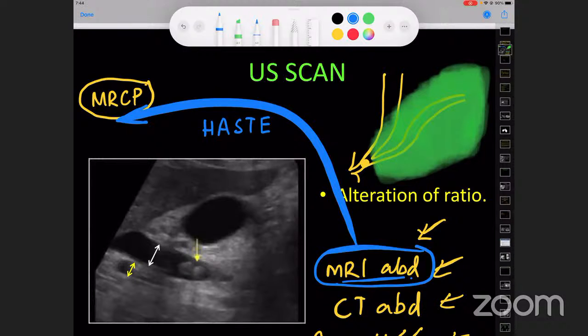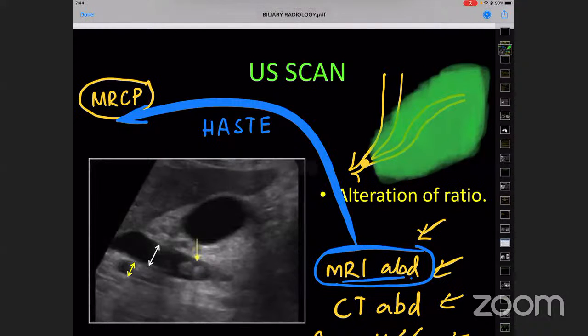Dheeraj, as usual, asked a very difficult question. Can alkaline phosphatase be normal in obstructive jaundice? That should not be. Technically, that should not usually be the case, because alkaline phosphatase should rise. If you think about the pathology of an obstructive jaundice, yes, it should rise.